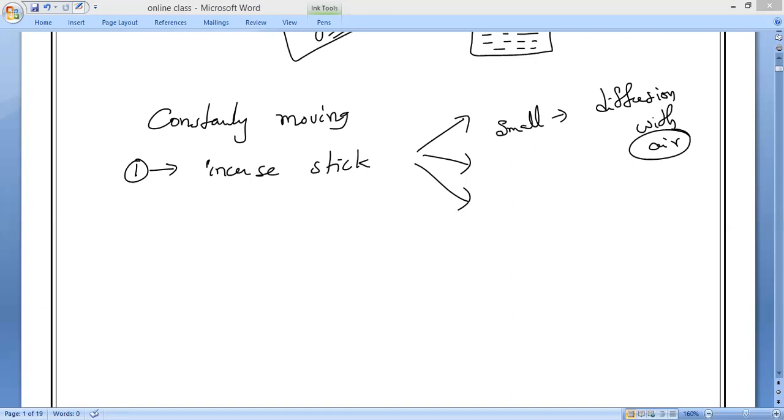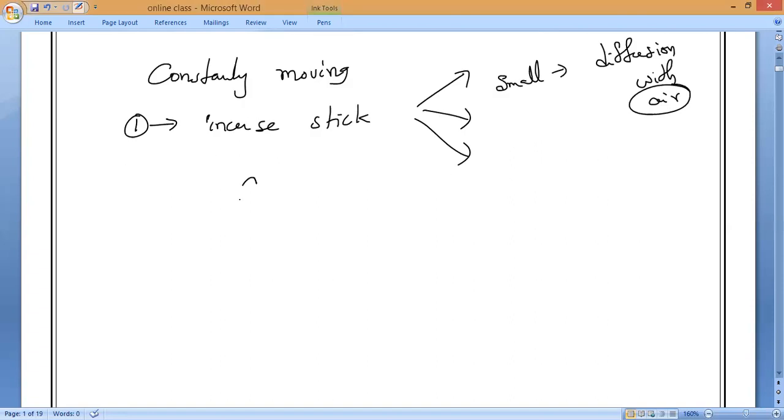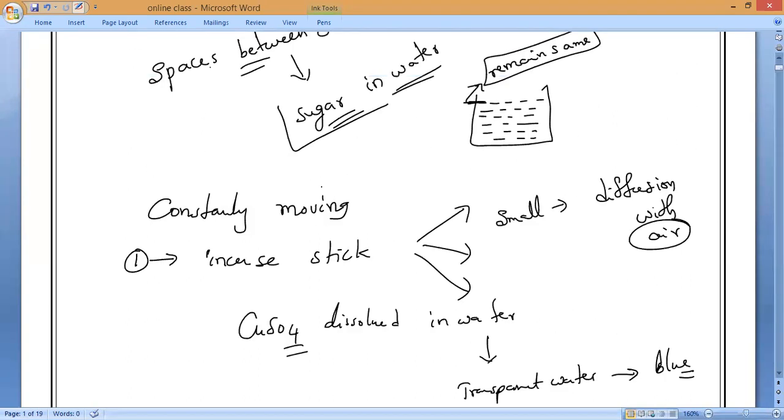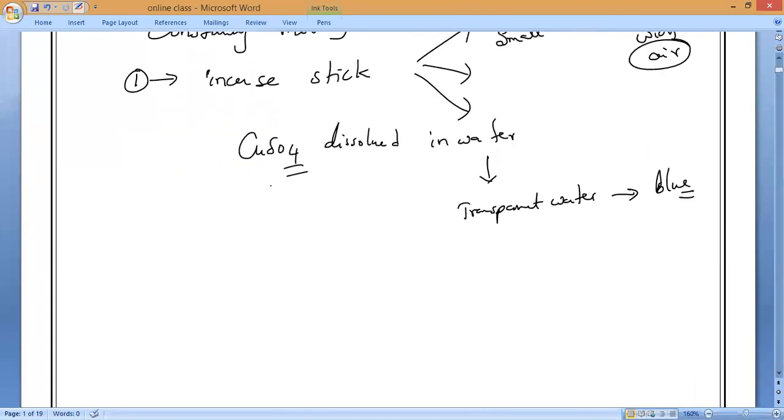What is that? Copper sulfate in water. If copper sulfate crystals dissolve in water, then what will happen? The complete water will turn blue. So transparent water turns into how, guys? Blue color, completely, because of the dissolving of copper sulfate. So that also indicates particles keep on moving randomly.